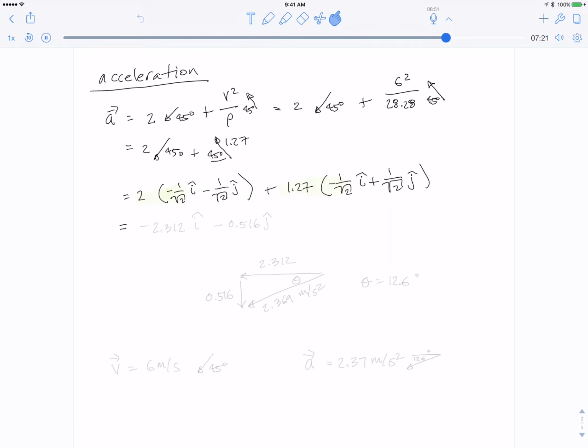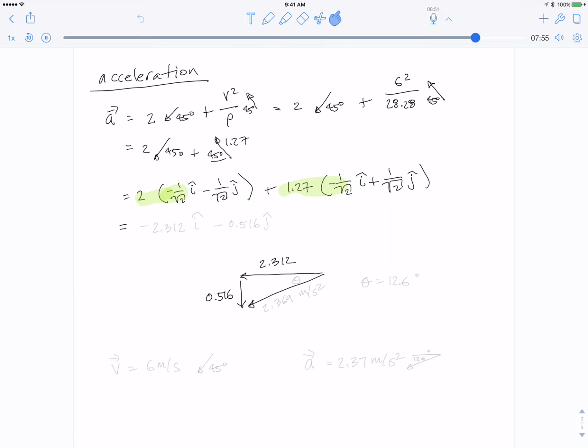Okay, so here we go. That adds up to minus 2.312 i and minus 0.516 j. So all I did was I added this to this, and then I added up the y's as well. So if you draw the vector, it goes like this: negative x, 2.312, and negative y, 0.516. And so it's going to the left and down.